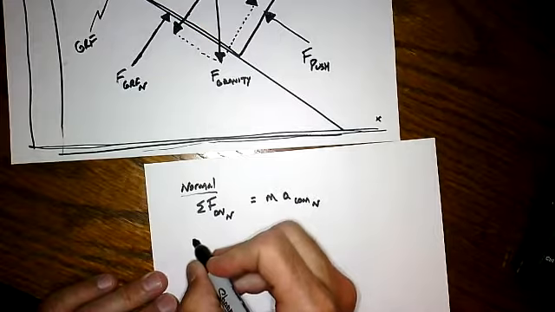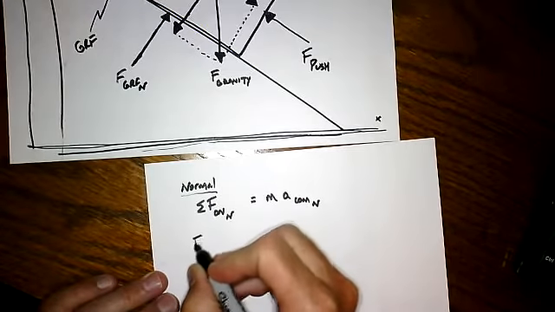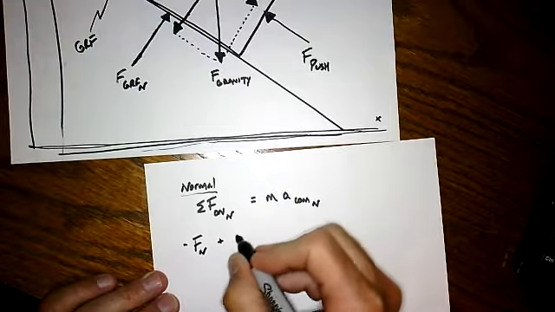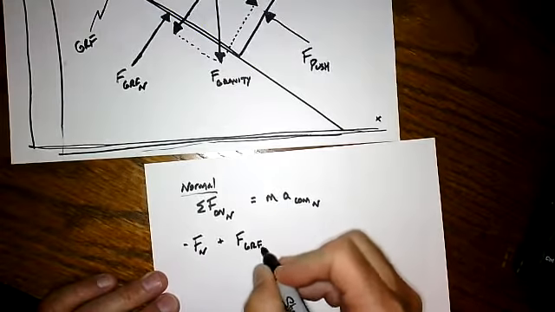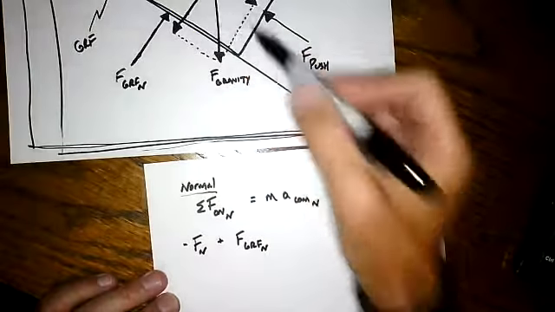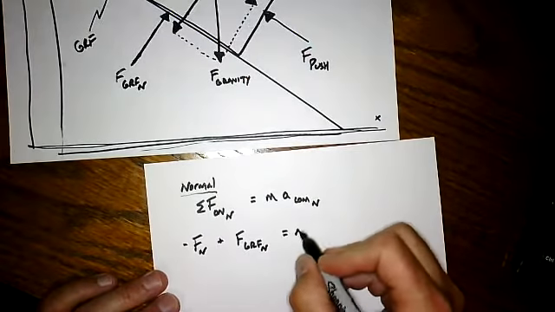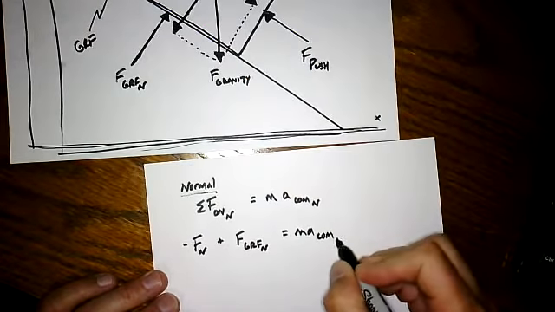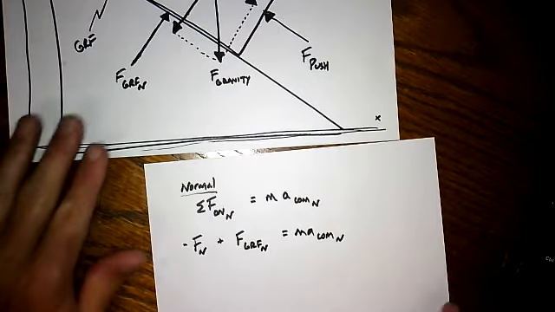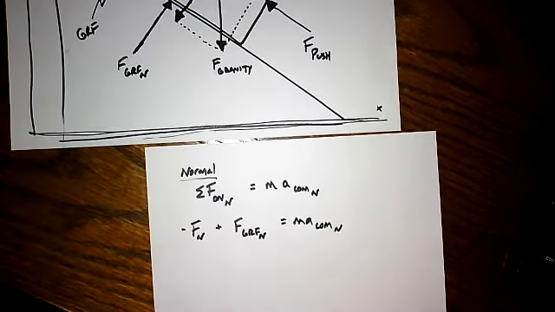All right, so now I'm going to do Fn, which is due to gravity. I'm going to make that a negative force, plus Fgrf in the normal direction. I'm going to make that positive because that's pointing upwards relative to the surface, equals m a_com in the normal direction. That's my equation. That's my equation of motion. That's my Newton's second law.